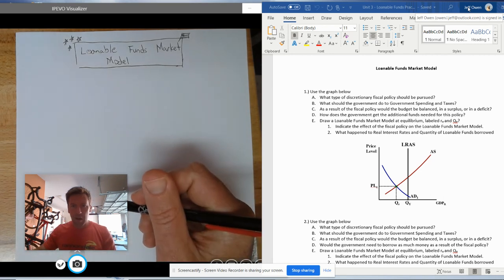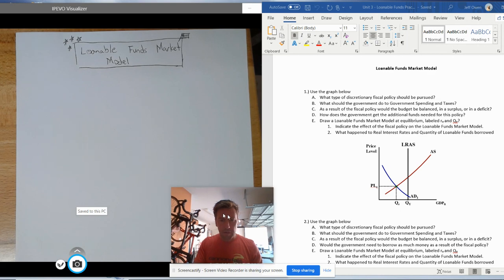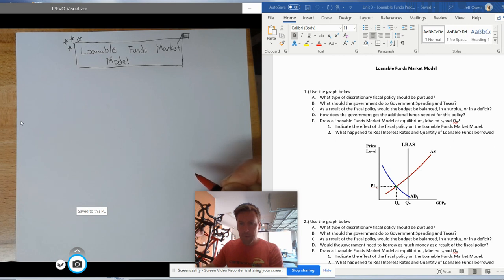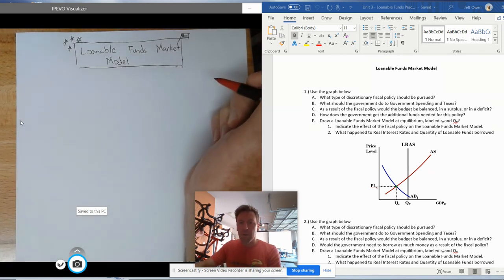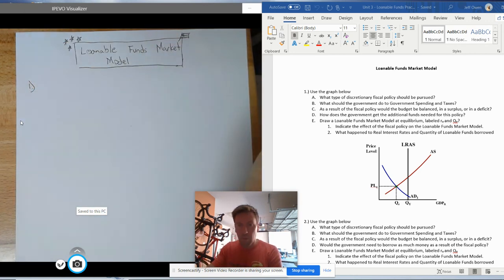Okay, guys, I'm going to go over the homework from last night. Let's get this little camera somewhere around here where we're not too much in the middle of the way. Here we go. So we had a loanable funds market model activity, and we were supposed to work our way through 1 through 5. So we're going to start off with number 1.